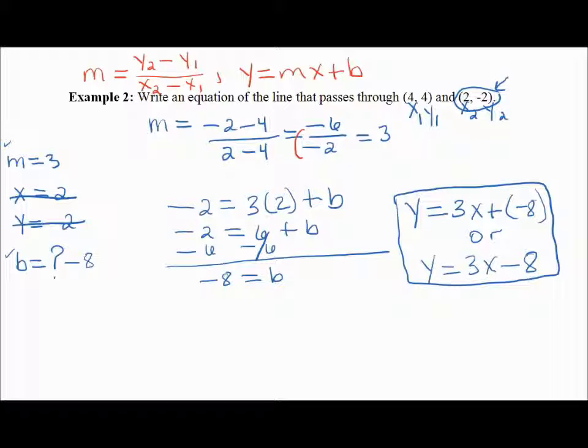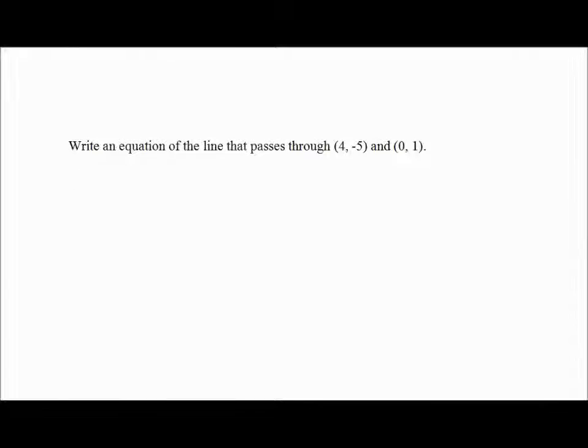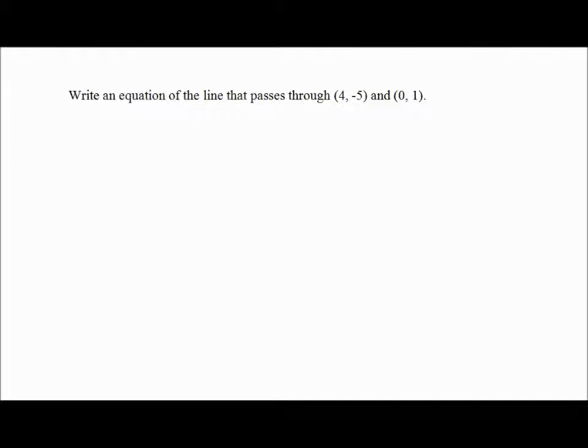Excuse me. Let's try this next one together. We'll try 2 together, then you'll try 2 on your own. So for the next one, we're doing the exact same thing. We need the exact same formulas. We need the slope formula. Once again, your slope formula is y2 minus y1 over x2 minus x1. Your slope-intercept form is y equals mx plus b.